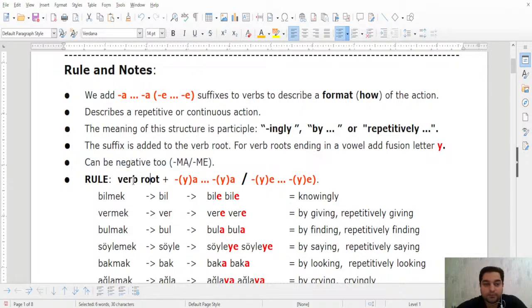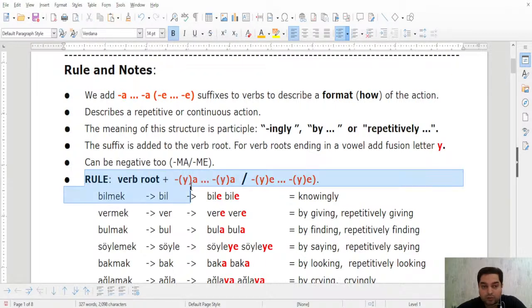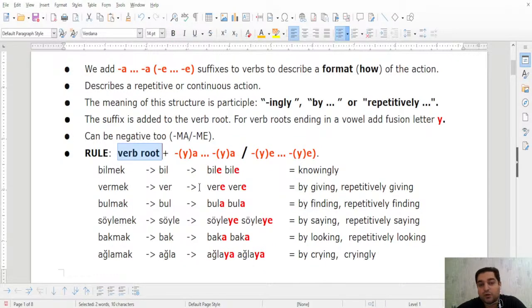So this is the root. This is the rule. You have to add one of these pairs, a, e, ya or ye, one of these four pairs to the verb root. That's how you make this. You of course repeat the verb twice. You get the root first. So bilmek, for example, the root is bil. You add a to the bil and make it twice. Bile bile. Bile bile means knowingly or by knowing.